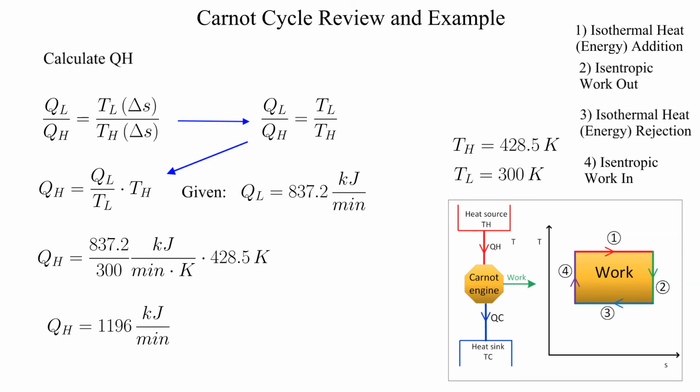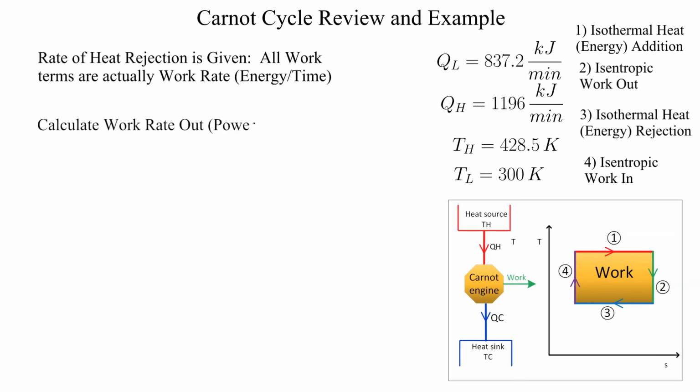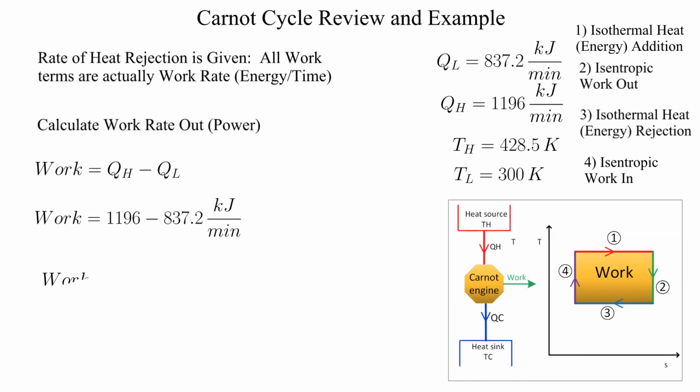Note that since the heat rejection data is provided in units of kilojoules per minute, all calculated heat and work terms will also be in the same units. This is valid since the mass flow of the working fluid goes through all four processes. Now we're ready to calculate the work term, which is the difference between the heat addition and heat rejection terms. The calculations are shown. The work rate is 5.97 kilowatts.